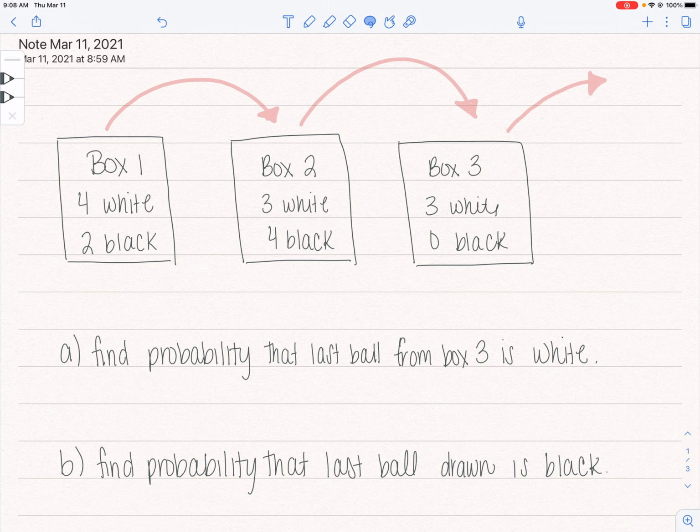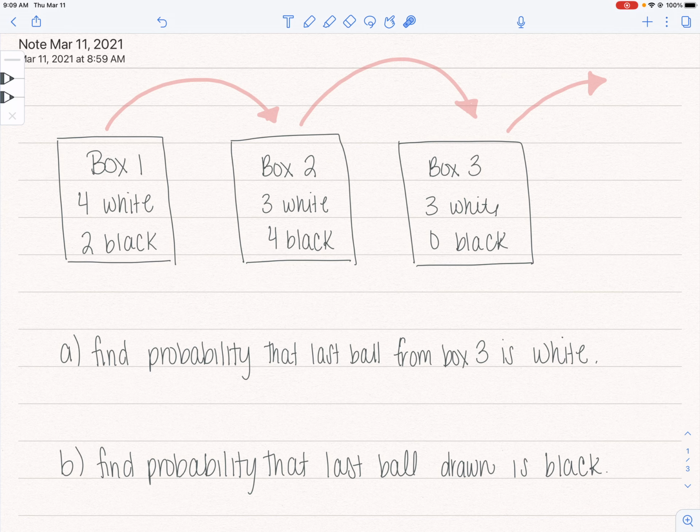So this one says that you are drawing a ball out of box 1, and you're putting it in box 2, and then you're drawing a ball out of box 2, you're putting it in box 3, and then you're drawing a ball in box 3, and then that ball is recorded. And so this is a multi-stage experiment because I'm doing 1, 2, 3 events. I'm drawing from here, then drawing from here, then drawing from here.